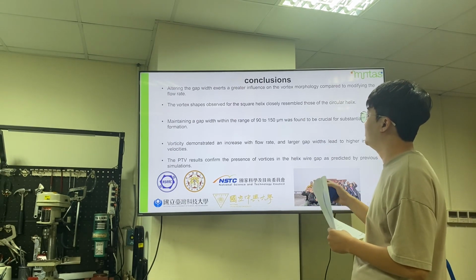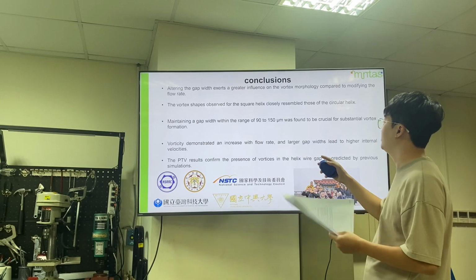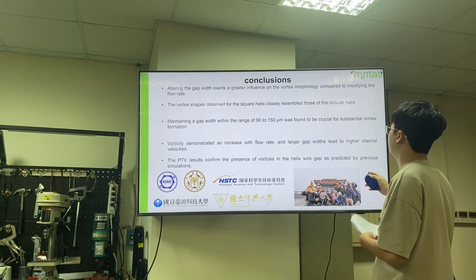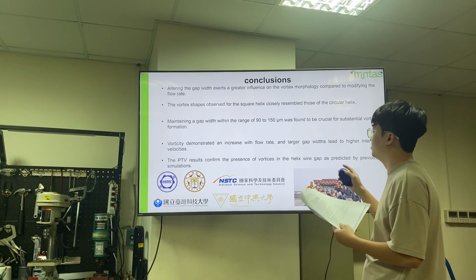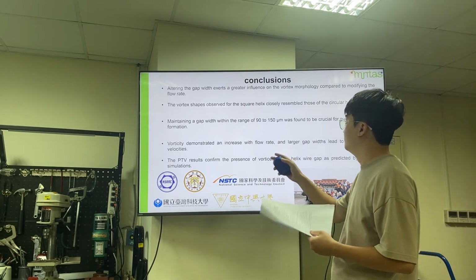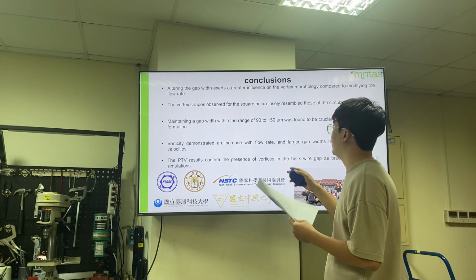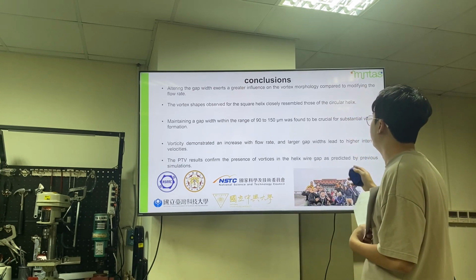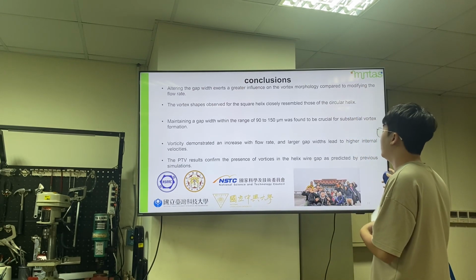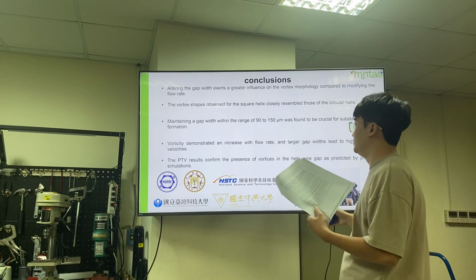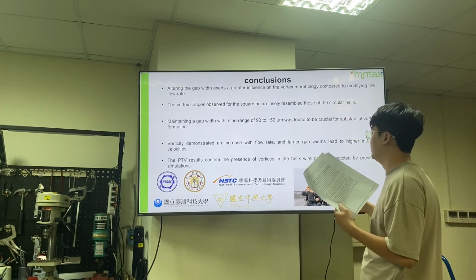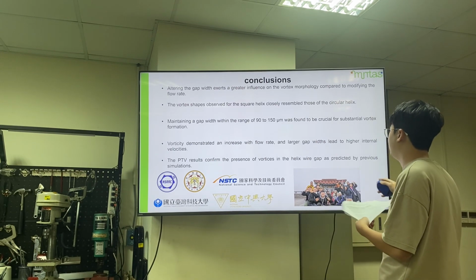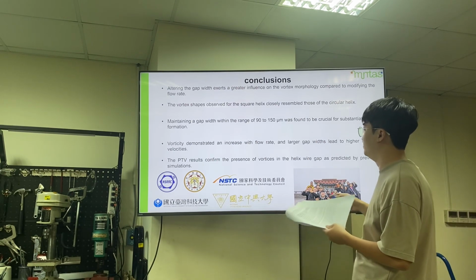Maintaining the gap width within the range of 90 to 150 micron was found to be crucial for substantial vortex formation. Velocity demonstrated an increase with flow rate, and the large gap width led to higher internal velocities. The PTV results confirm the presence of vortices in the helix wire gap as predicted by previous simulation.